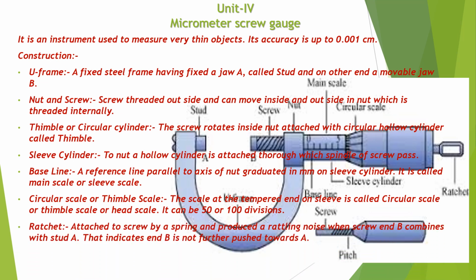Then we have the ratchet. It is attached to the screw by a spring and produces a rattling sound when the screw end B combines with the stud A, which indicates that B is not to be pushed further towards A. These are all its parts. Then there are some terms related to this. Pitch of the screw: it is the distance between two consecutive threads of the screw.